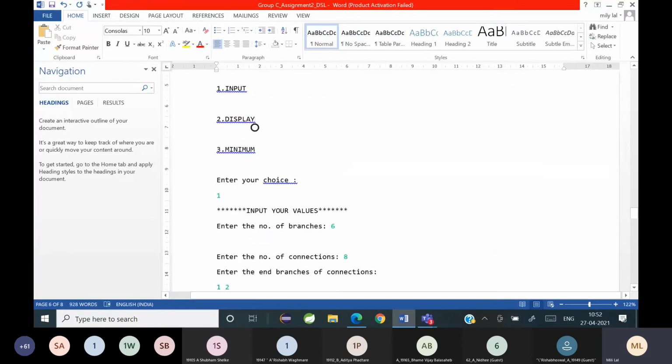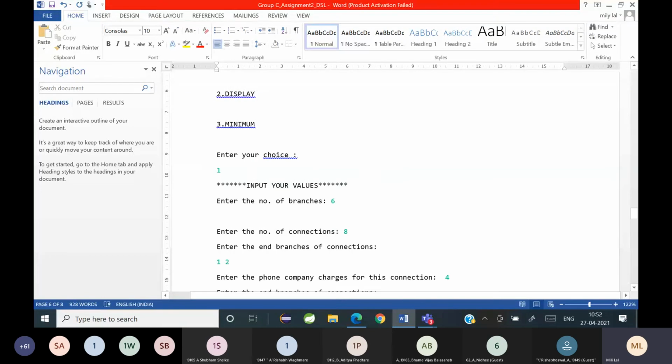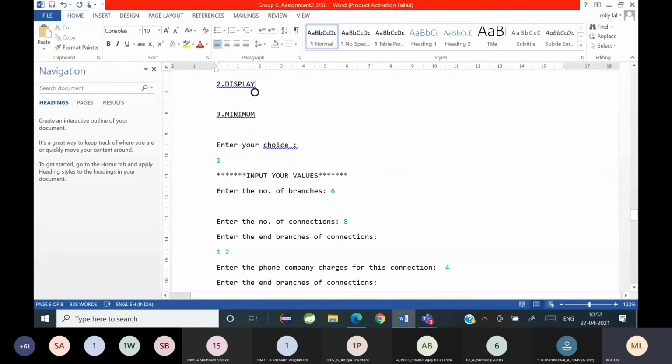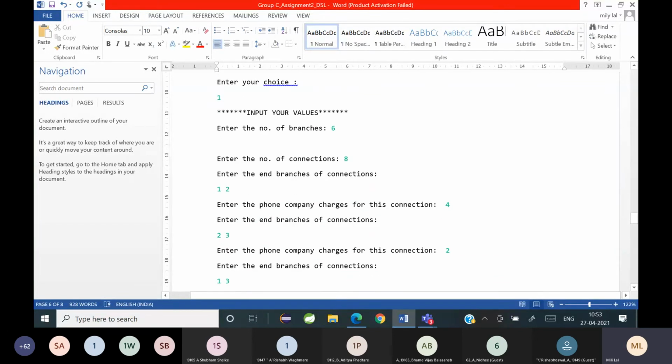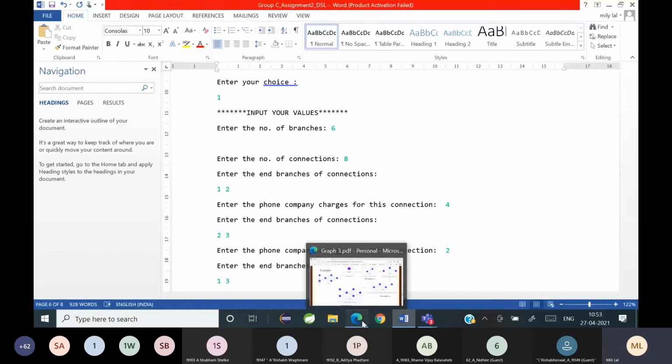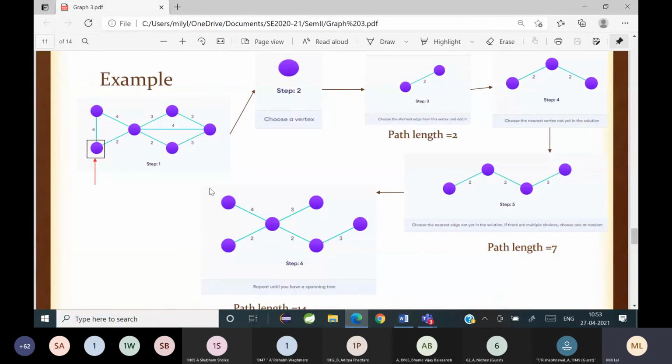Since we don't have any input, we'll first input our choices. The number of branches is 6 here, and the number of connections is 8. I have taken the same example we saw here. So we have 6 vertices here and 8 connections here.